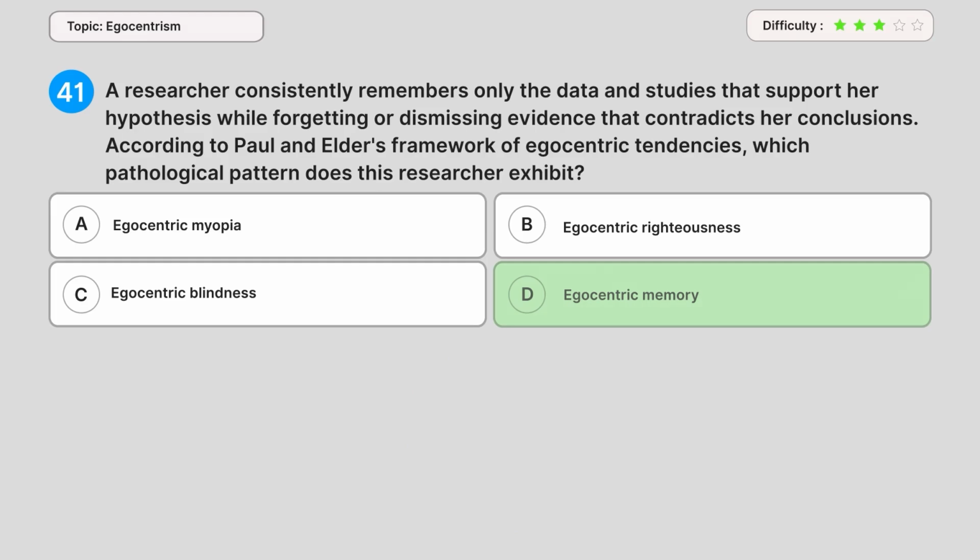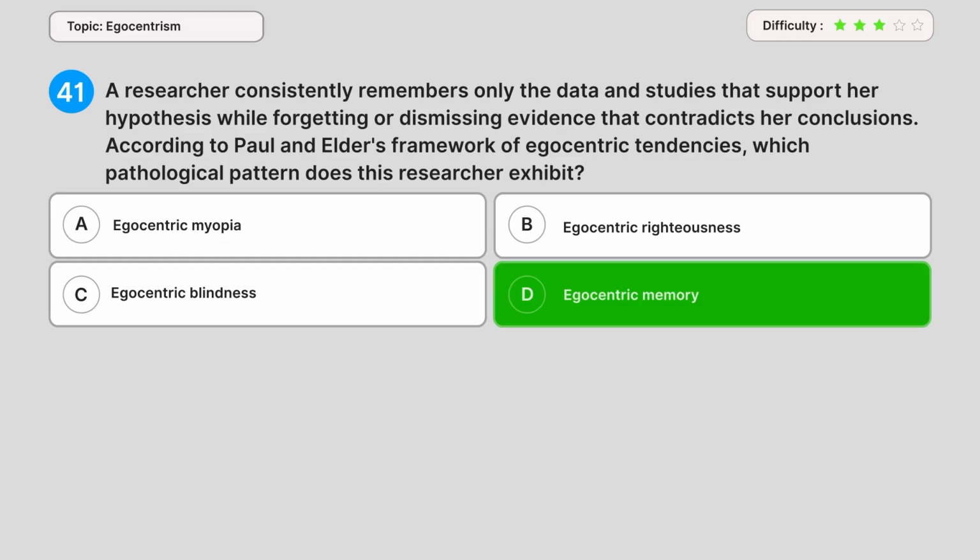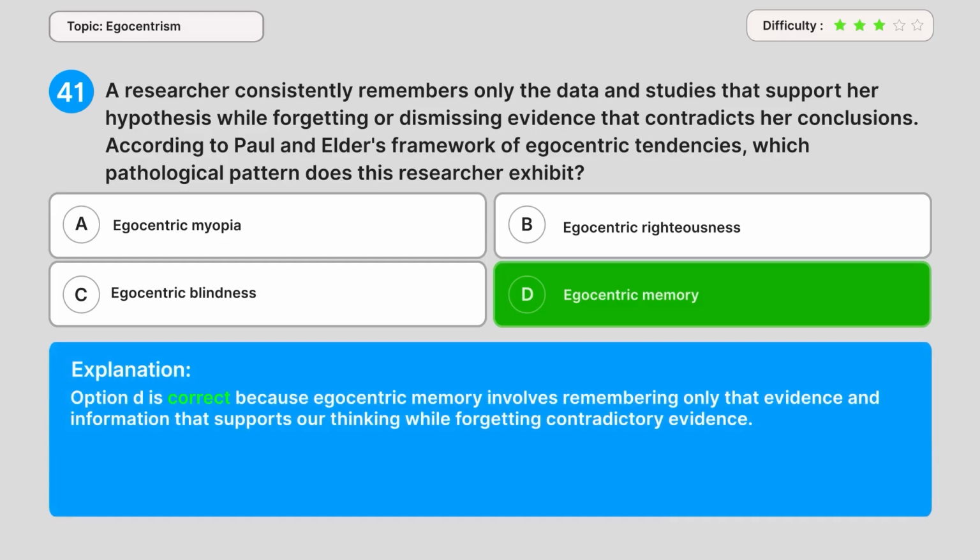Correct answer, D. Egocentric memory. Explanation, option D is correct because egocentric memory involves remembering only that evidence and information that supports our thinking while forgetting contradictory evidence.